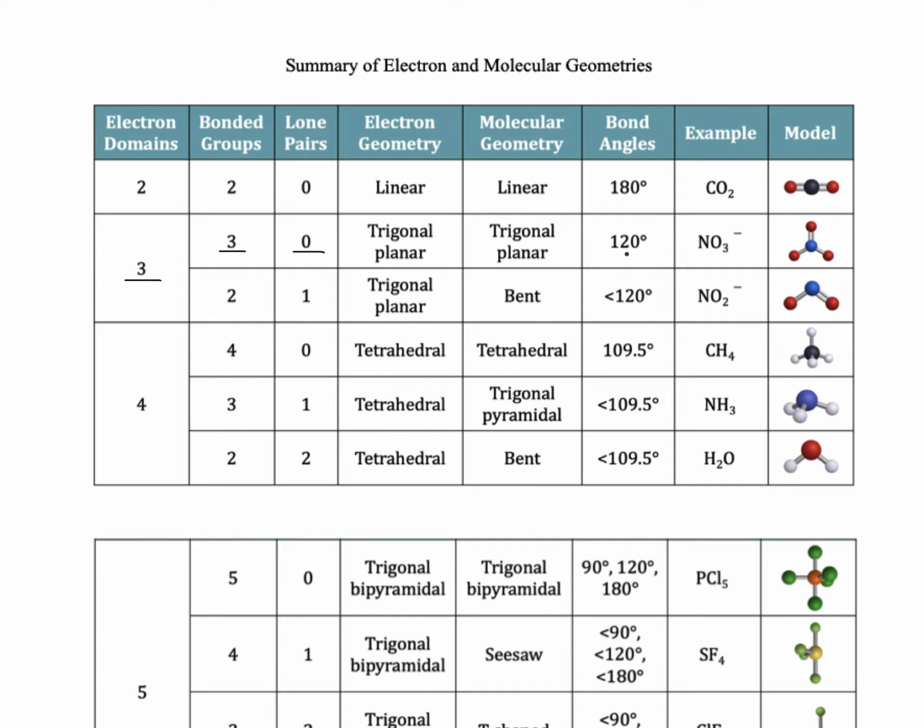It is not given the name trigonal planar because we don't have another atom attached to it. Our central atom is only attached to 2 other atoms, not 3. So the electron geometry is called trigonal planar, but the molecule itself is not called trigonal planar, it'll be called bent.